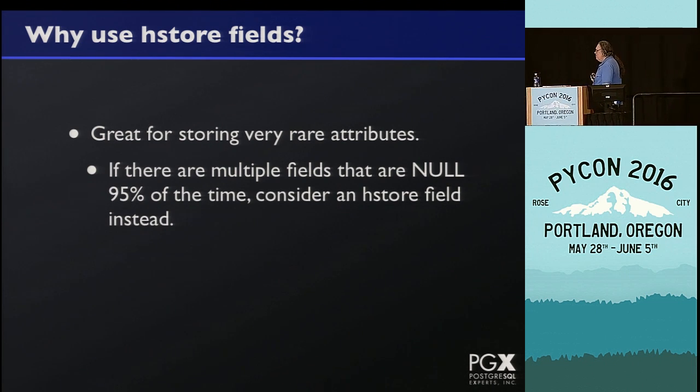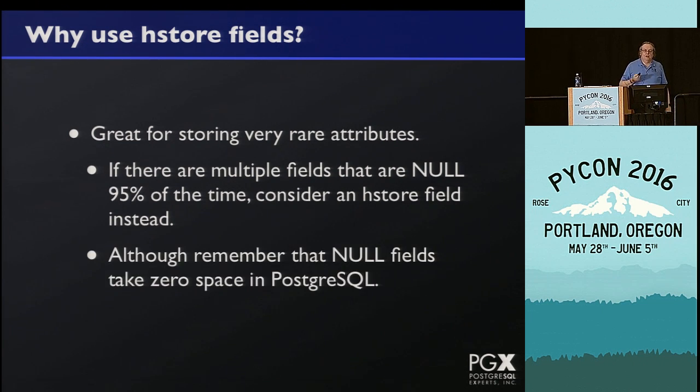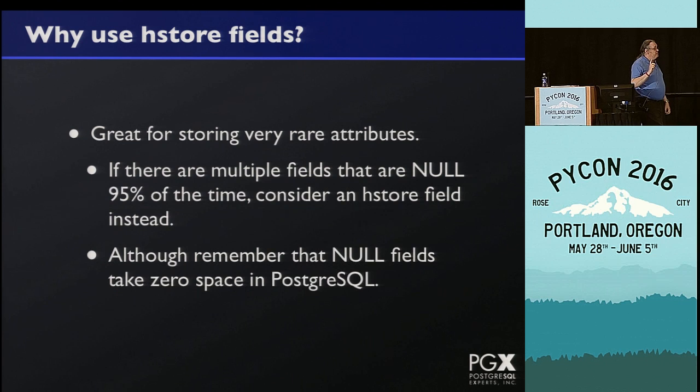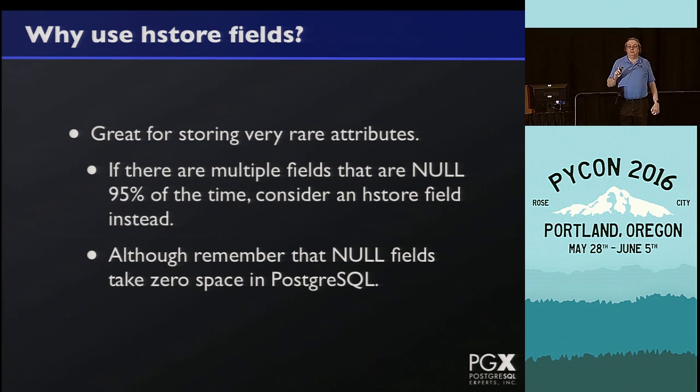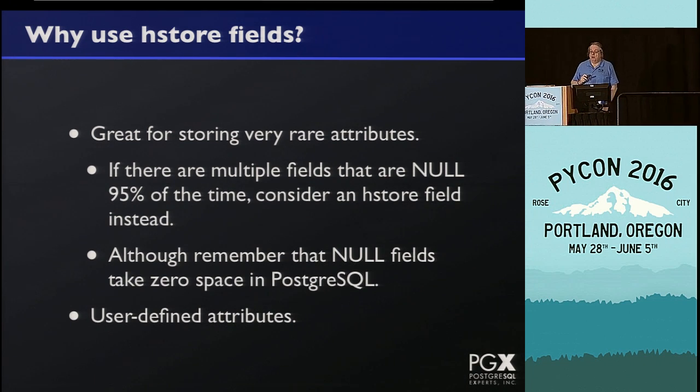One thing to be aware of, though: if you have a field that's null 95% of the time, consider moving it to an hstore field and getting rid of the column. One thing to remember, though, is that null fields take 0 space in PostgreSQL. They don't actually take any space on disk. So you're not wasting space by having a column that's null. So, or user-defined attributes, where the user can create attributes on things at runtime.